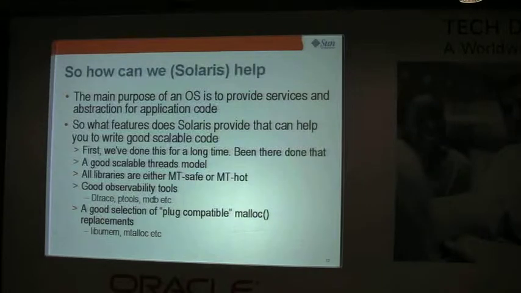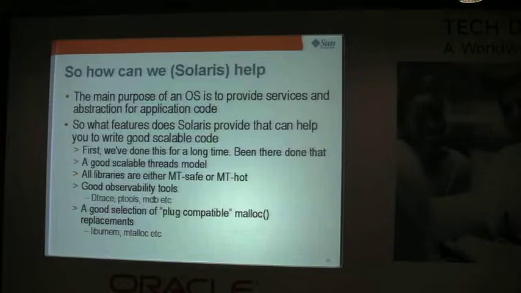So, what can we do? And we, in this case, is Solaris. What can we do to help you guys? The main purpose of an operating system is to provide services and abstractions for application code. Right? That's why you have an operating system. You don't have an operating system for its own sake. You have an operating system because you want to use the computer and simplify your application code, so you don't have to deal with the gory details of the CPU and scheduling and all of those things. So what can we do?